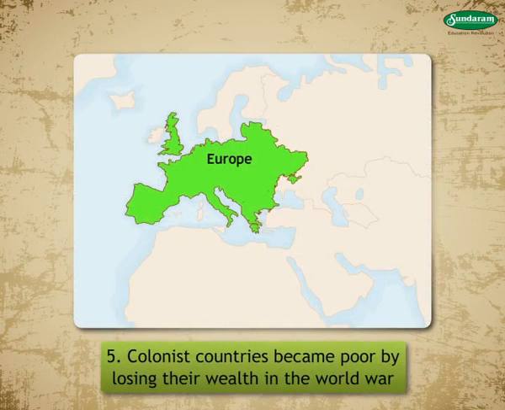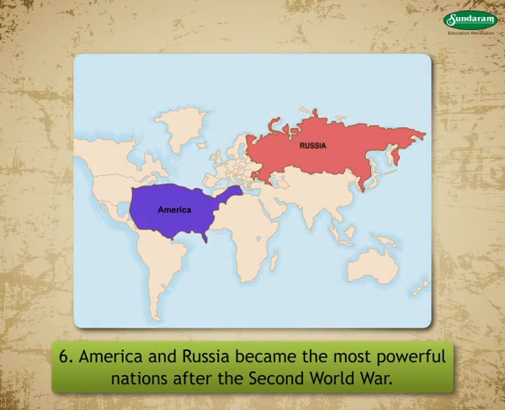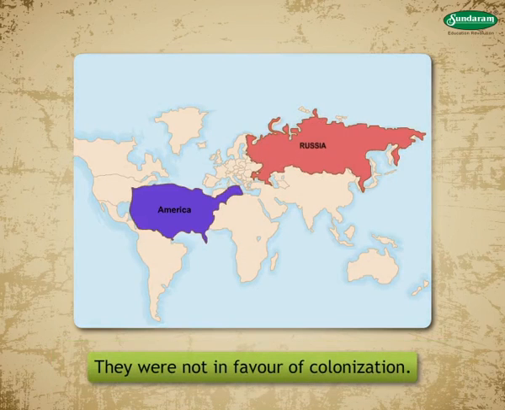5. Colonist countries became poor by losing their wealth in the World War. 6. America and Russia became the most powerful nations after the Second World War. They were not in favor of colonization.